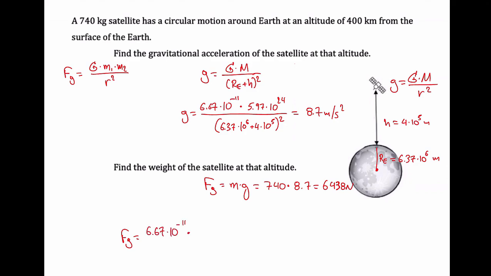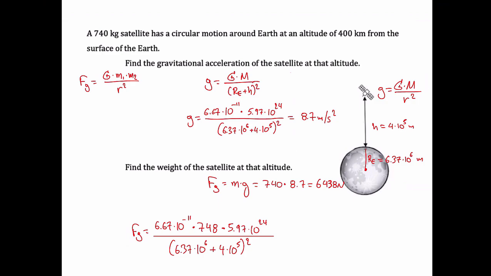Or if we want, we can apply the law of universal gravitation, 6.67 times 10 to the power of negative 11. The mass 1 is the mass of the satellite. The mass 2 is the mass of the Earth, so 5.97 times 10 to the power of 24, divided by the total radius, 6.37 times 10 to the power of 6 plus 4 times 10 to the power of 5, the orbital radius of the satellite, all of this to the power of 2. And I believe that we're going to find exactly the same value, 6,438 Newton.